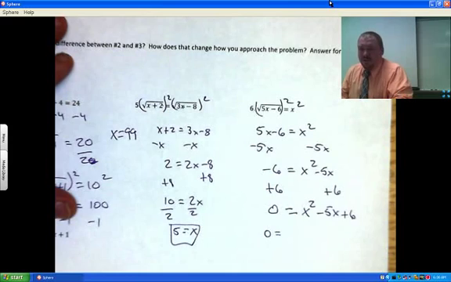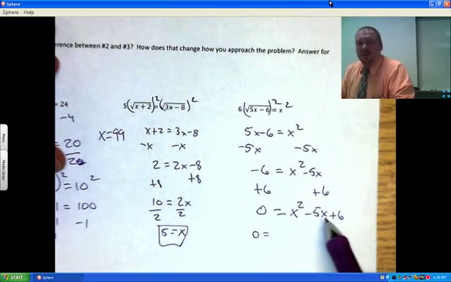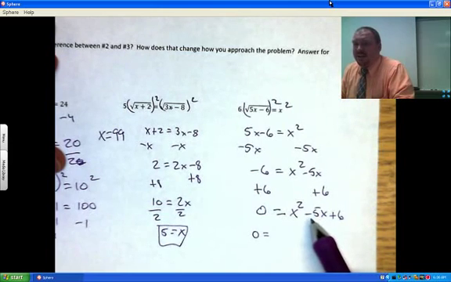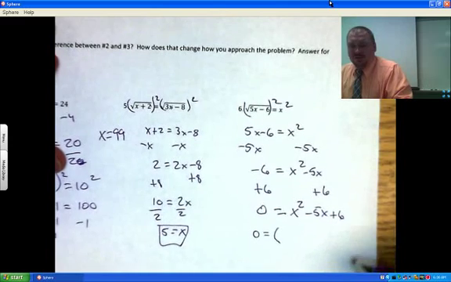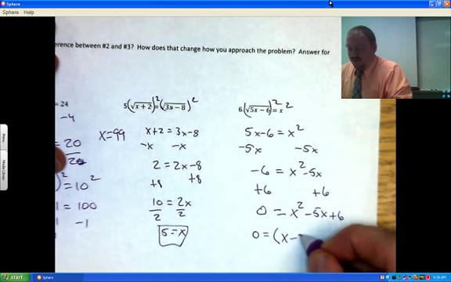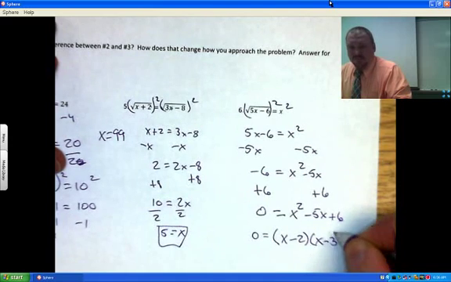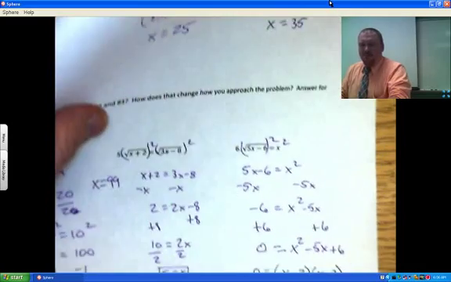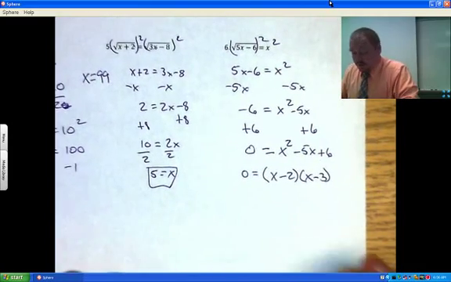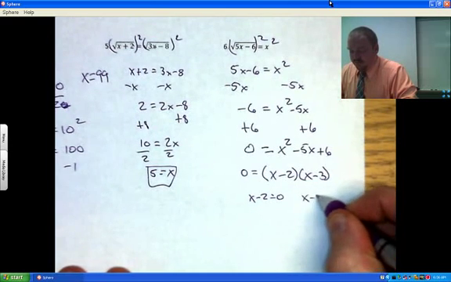Two numbers that suit that are negative 2 and negative 3. And the zero product property will let me set each of these equal to 0 and solve. Add 2 to both sides, so I get x equals 2. Add 3 to both sides, I get x equals 3.